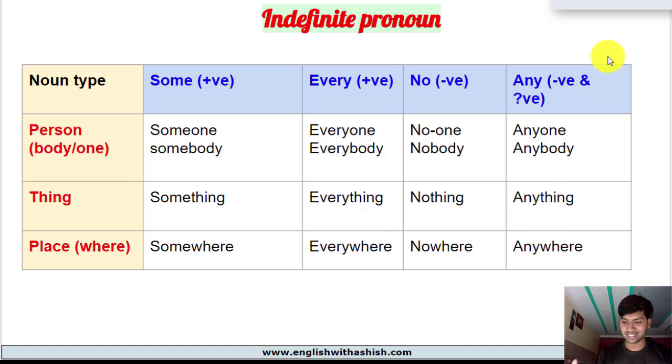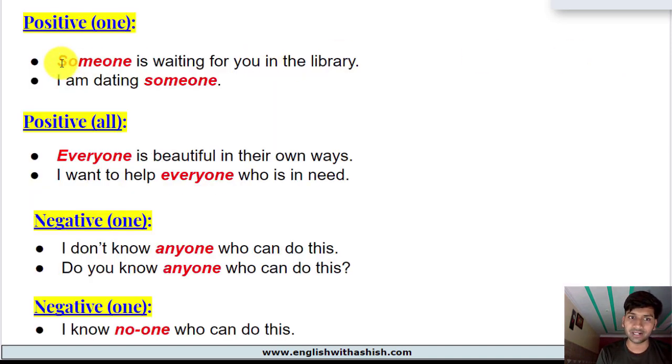Right? Now let's take some examples of all these pronouns and understand how to use them. All right. For people, some. Someone is waiting for you in the library. I don't know who that person is, or I don't want to reveal who that person is. Someone, the subject of the sentence.